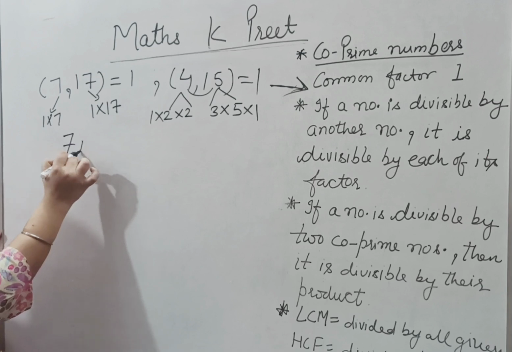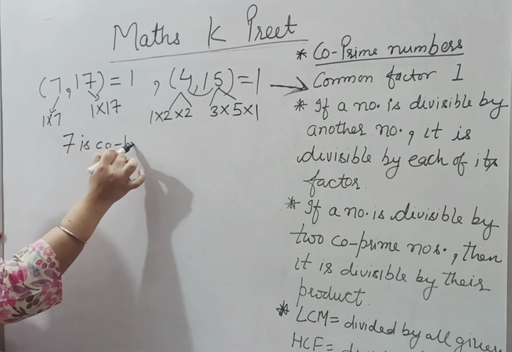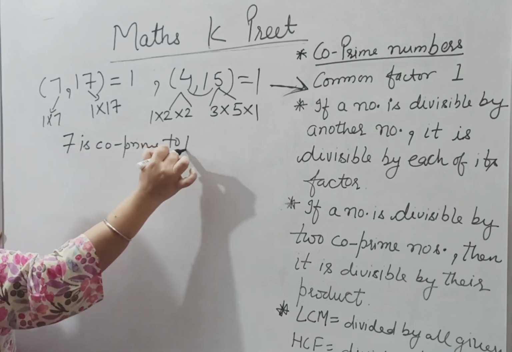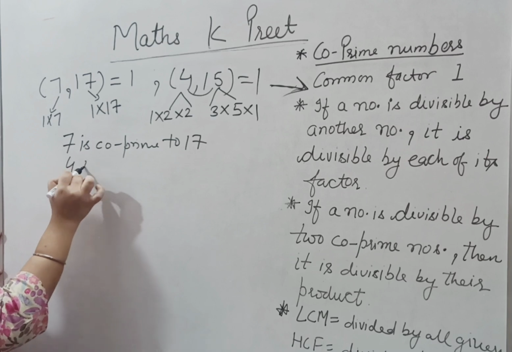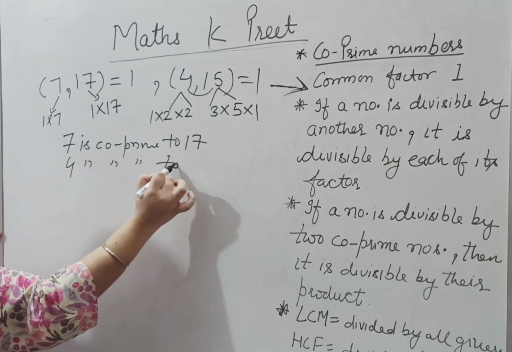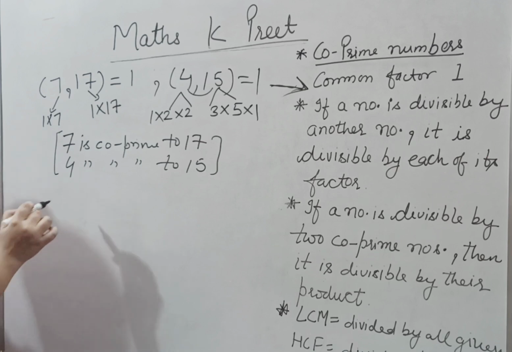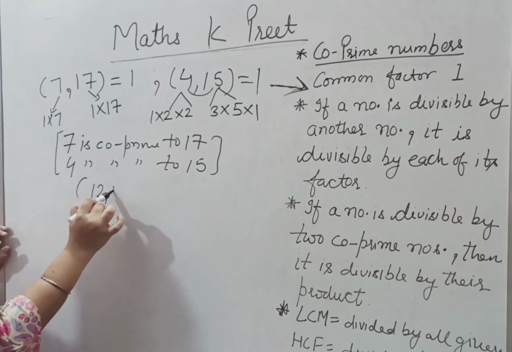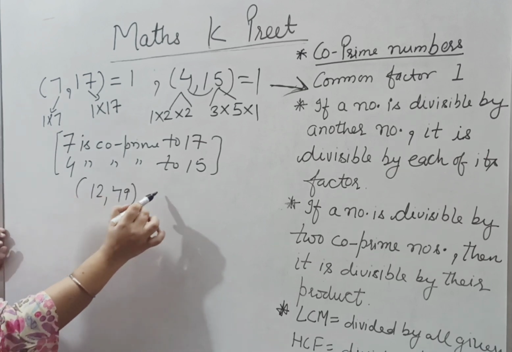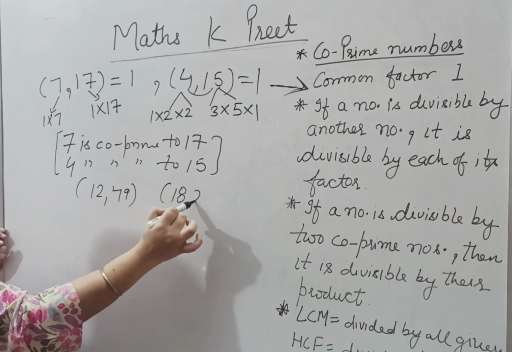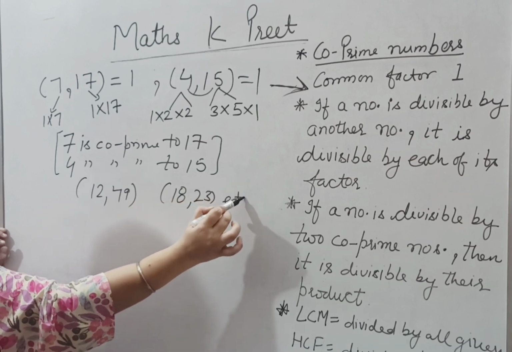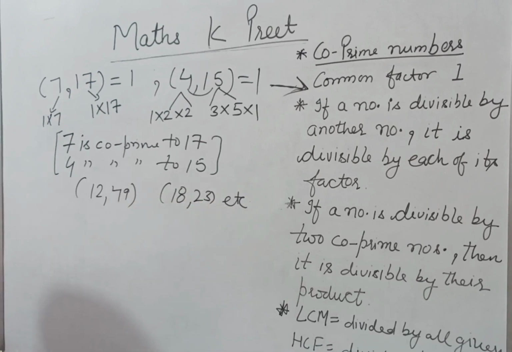Here 7 is co-prime to 17 and 4 is co-prime to 15. Such pairs are known as co-prime pairs. 12 and 49 as well, 18 and 23, etc. There are so many examples, so many co-prime numbers exist. So let's move to the next concept, which is a property.